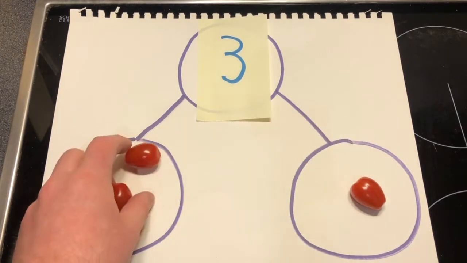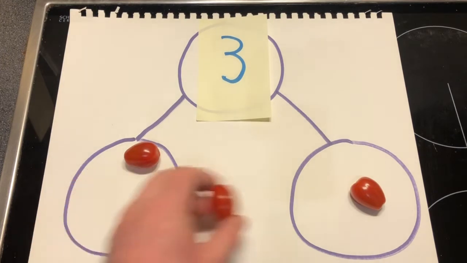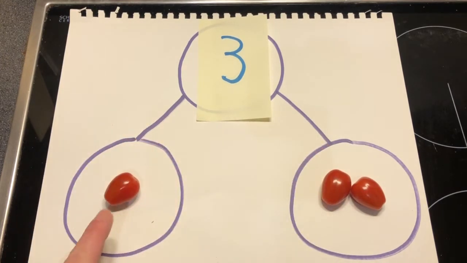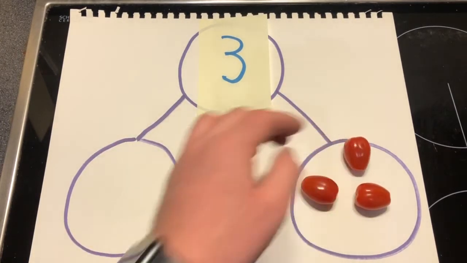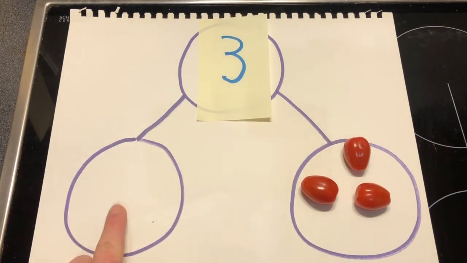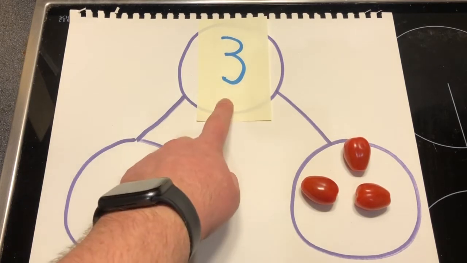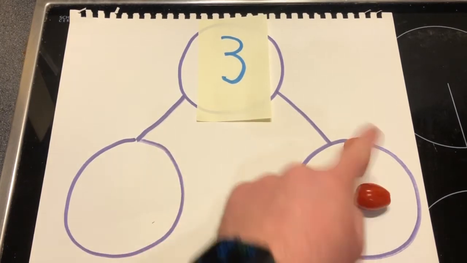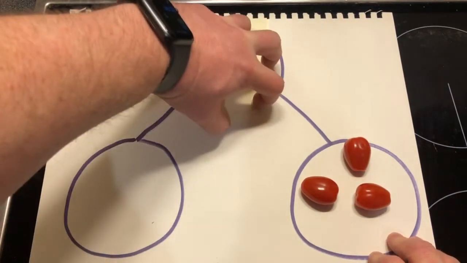Remember, we had 2 add 1 equals 3. Or you could have 1 add 2 equals 3. And look at this one. What would that one be? How many's in this part? 0. How many's in this part? 3. 0 add 3 equals 3. 1, 2, 3. 0 add 3 equals 3. Let's do another one, shall we?